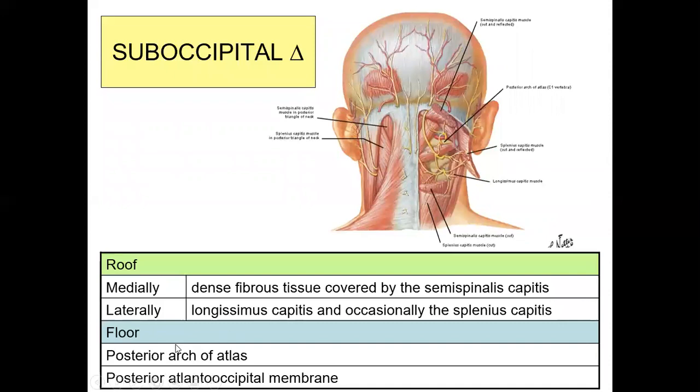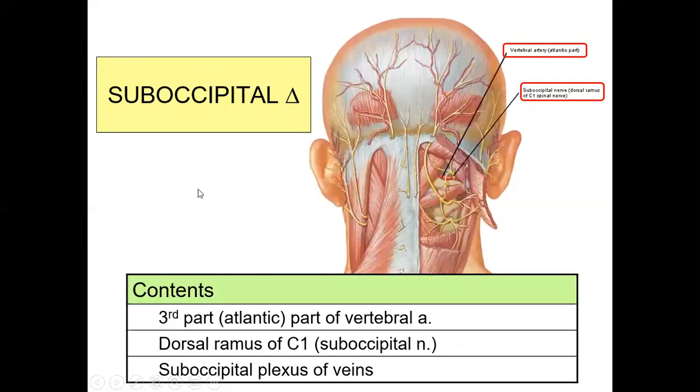And then for the floor, there is the posterior arch of the atlas. If you see here, this is the posterior arch of the atlas. And then we also have the posterior atlanto-occipital membrane on the floor of the suboccipital triangle. What are the contents of the suboccipital triangle? We have the atlantic part of the vertebral artery. If you see here, this is the atlantic part of the vertebral artery. And then we also have the dorsal ramus of C1 or suboccipital nerve.